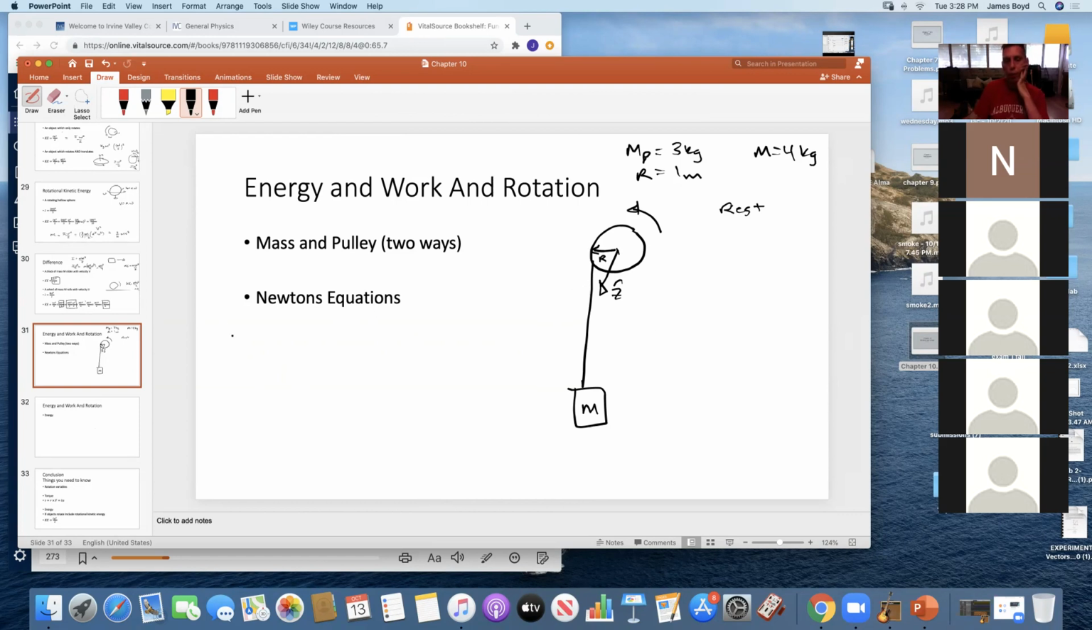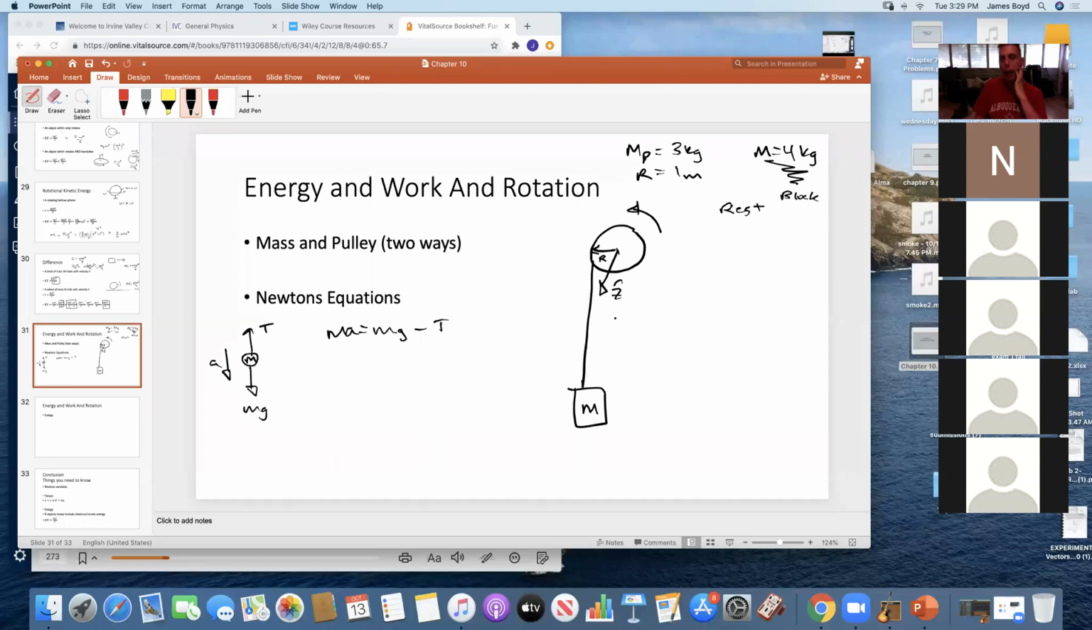Doing this with Newton's equations is a bit of a pain, because we have to draw 2 free body diagrams. One's the normal one that you all know: T, this is M, this is mg, and this is obviously the block. And A, I'm going to assume is straight down. So I get the usual MA is mg minus T.